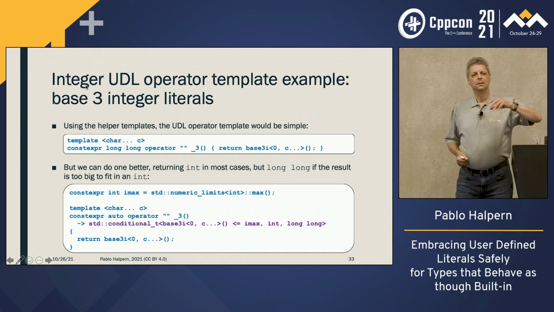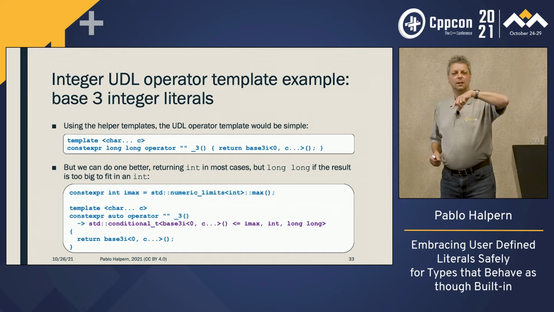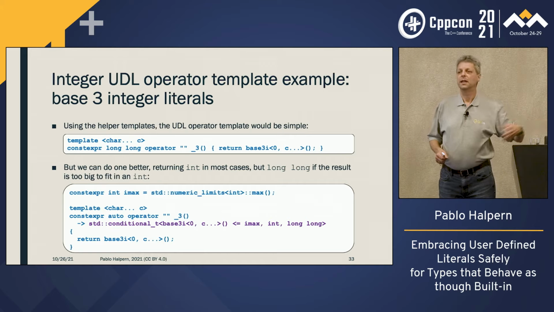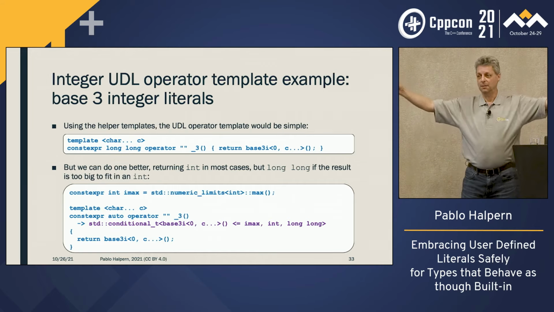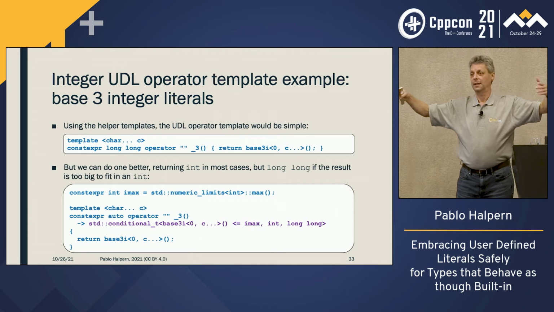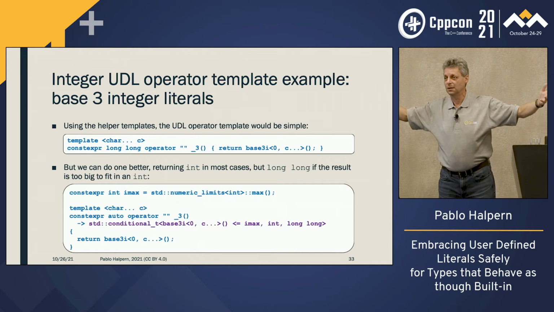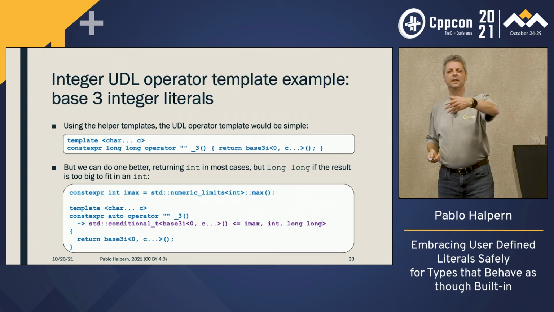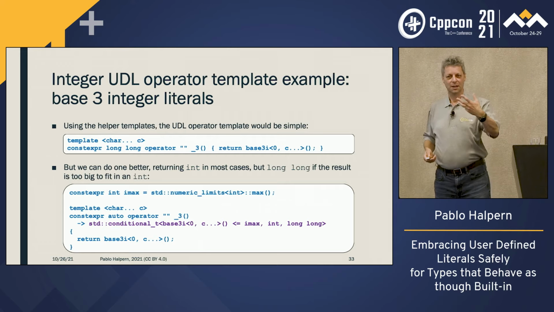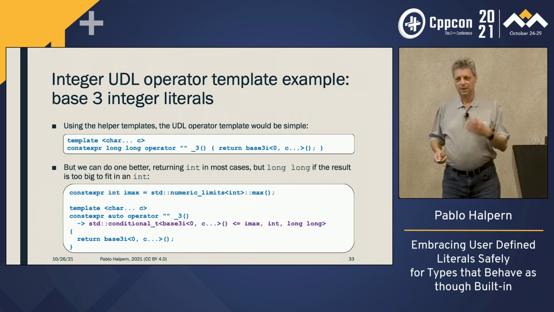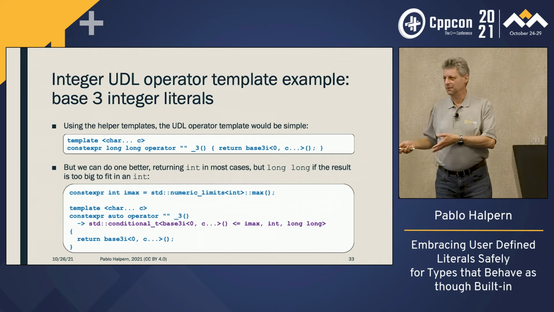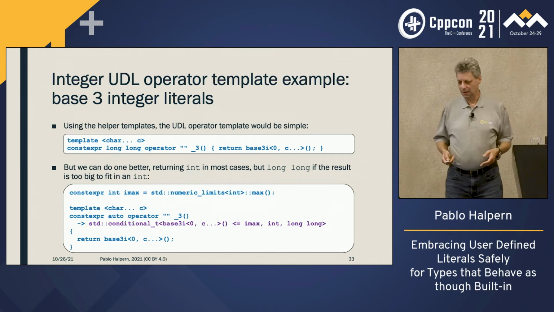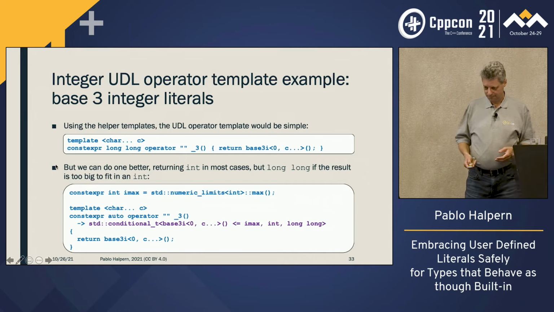When you type in 1, 2, 3 in your program, you get an int, right? But if you type in this long string of digits, you might get a long or long long, right? Well, let's see if we can give the same capability to our user-defined literal. We want to return an int if it fits, or a long if it doesn't fit. So what do we do?